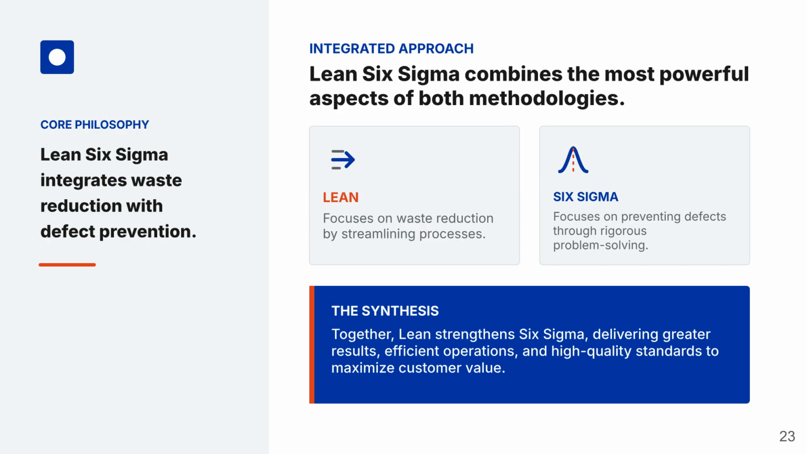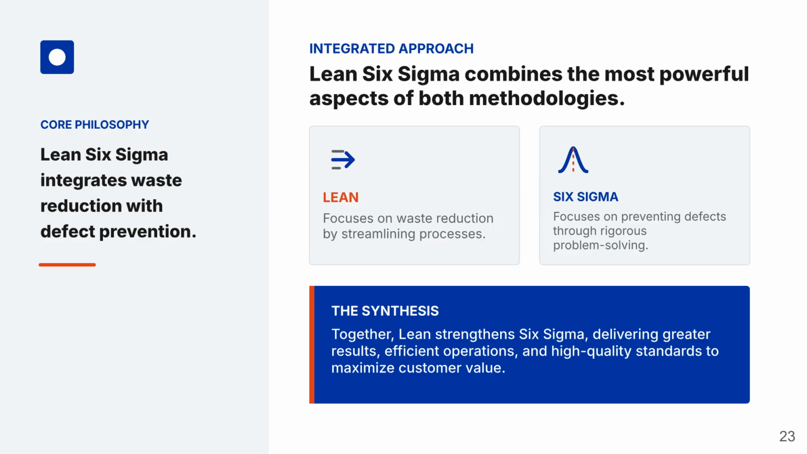Six Sigma, in contrast, concentrates on preventing defects and reducing process variation. It uses data, measurement, and statistical analysis to identify the root causes of errors and improve process consistency. This ensures that products and services meet customer expectations with minimal defects.